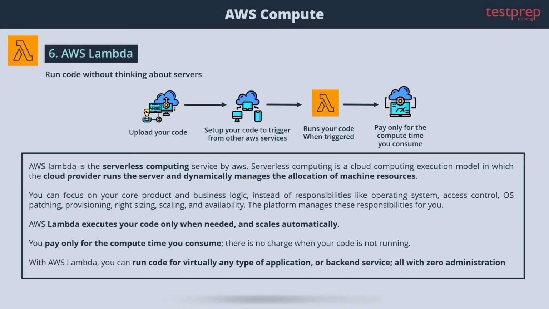AWS Lambda lets you run code without provisioning or managing servers. AWS Lambda executes your code only when needed, and scales automatically, from a few requests per day, to thousands per second. You pay only for the compute time you consume. There is no charge when your code is not running. With AWS Lambda, you can run code for virtually any type of application, or backend service, all with zero administration.